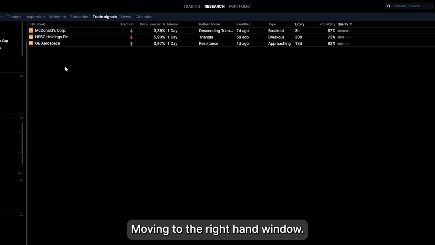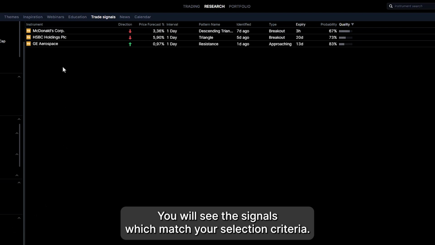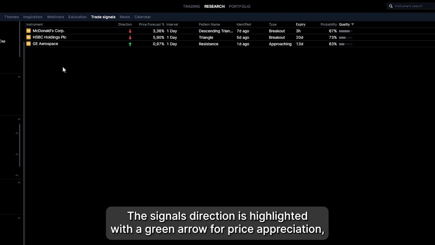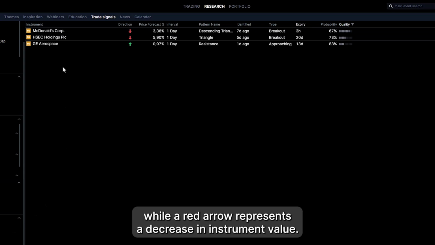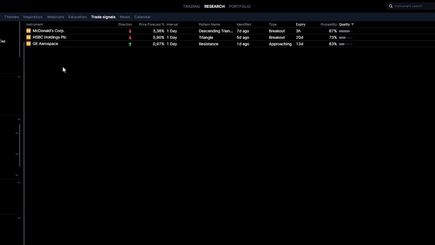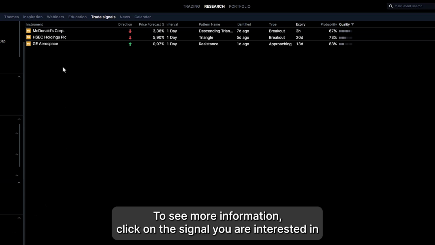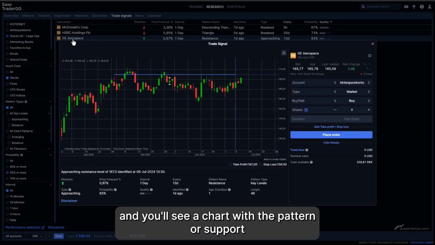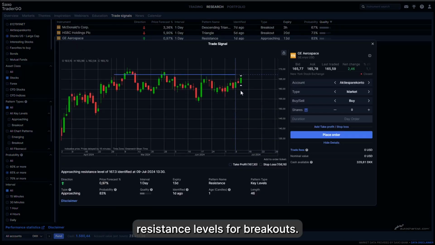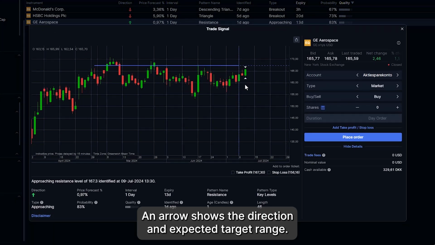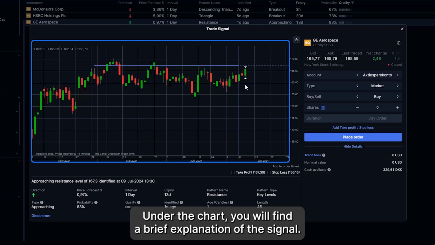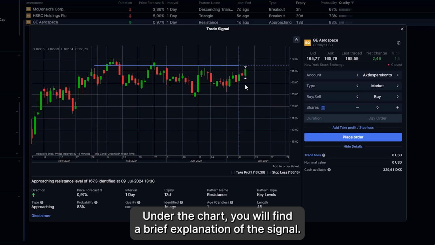Moving to the right-hand window, you'll see the signals which match your selection criteria. The signal's direction is highlighted with a green arrow for price appreciation, while a red arrow represents a decrease in instrument value. To see more information, click on the signal you are interested in, and you'll see a chart with the pattern or support/resistance levels. For breakouts, an arrow shows the direction and expected target range. Under the chart, you will find a brief explanation of the signal.